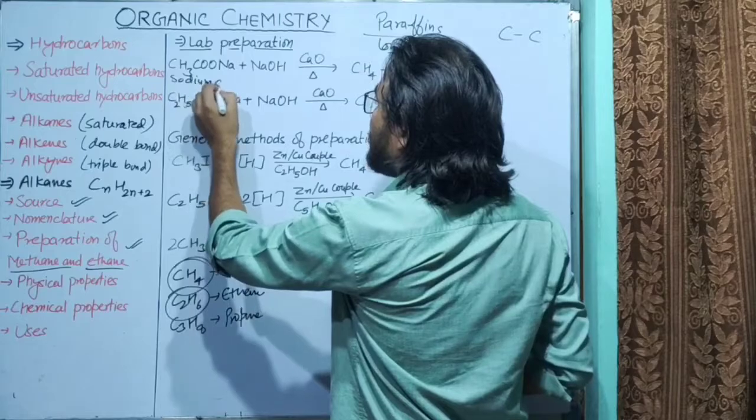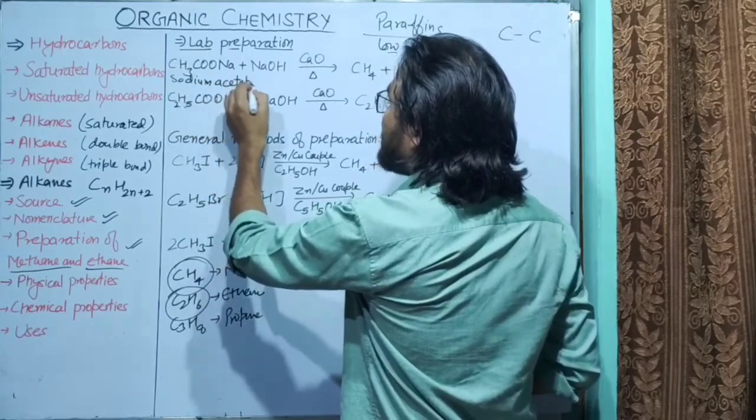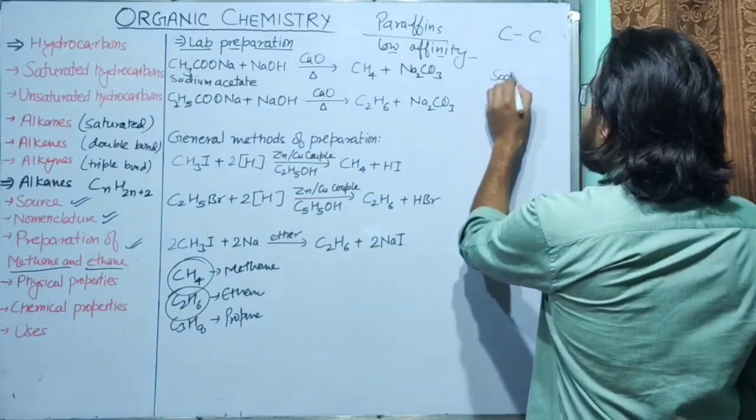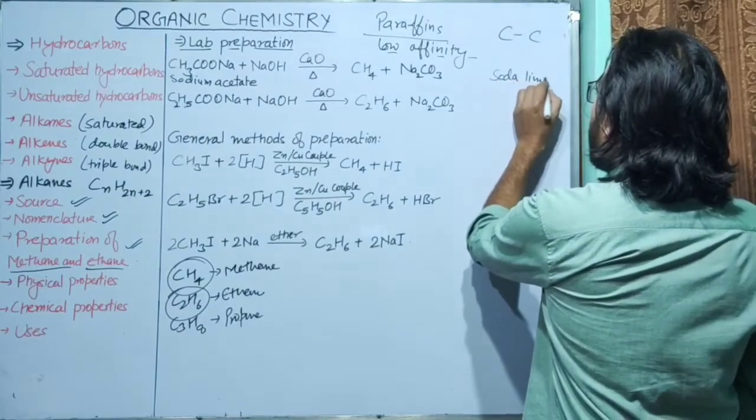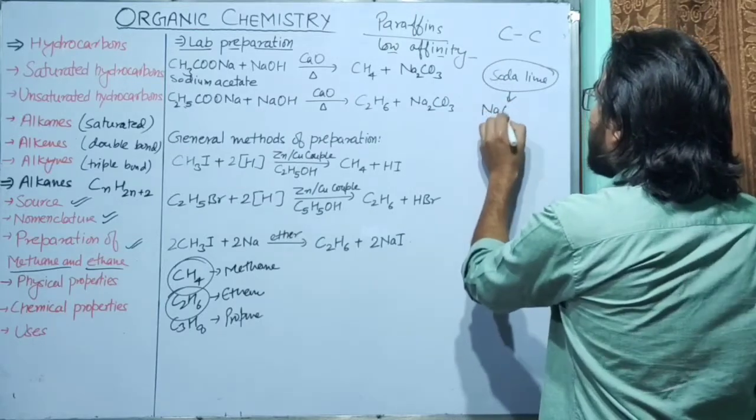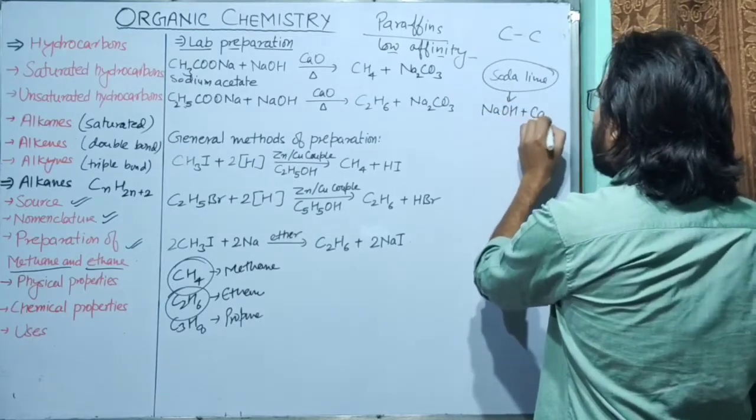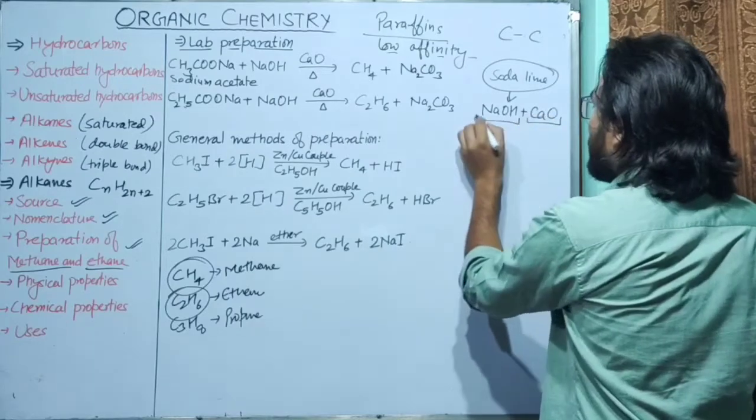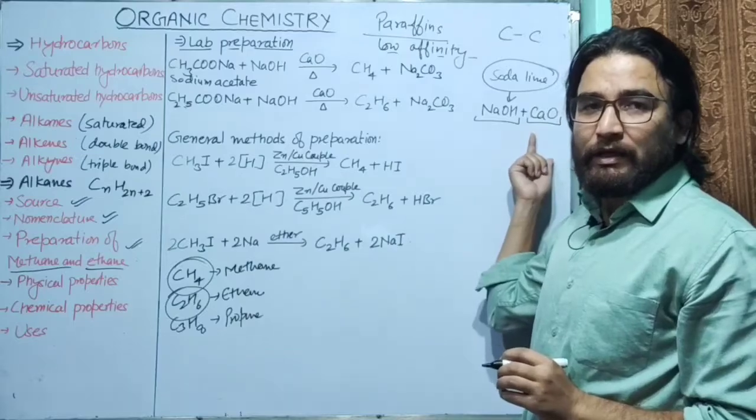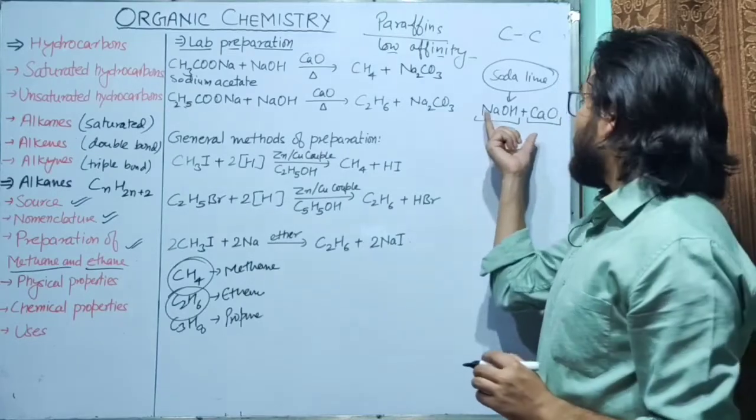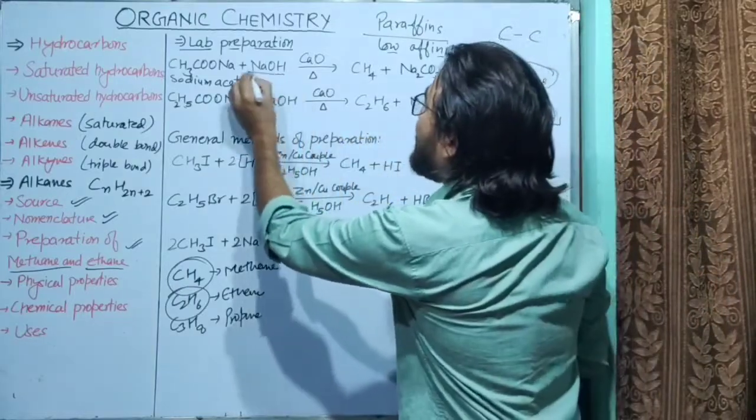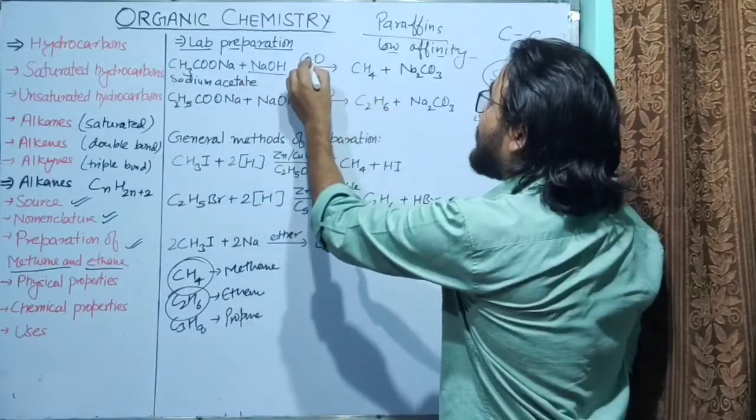So it is sodium acetate, and sodium acetate is treated with soda lime. Now what is soda lime? You have to remember that soda lime is the mixture of NaOH, caustic soda, and CaO, that is called quicklime. So its combination is known as soda lime. So you can see it is treated with NaOH and calcium oxide.